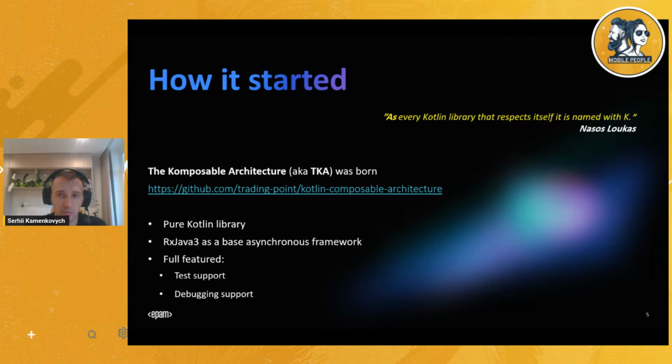RxJava was mainly chosen as it was a perfect fit for the character of the project. Kotlin coroutines and Flow had just become stable, weren't so rich in API, and the team didn't have much experience with them yet. Of course, things have changed since then, and now we are thinking of supporting coroutines and Flow. Anyway, it's a full-featured architecture library, which allows testing and debugging its components. It contains all necessary tooling inside it.